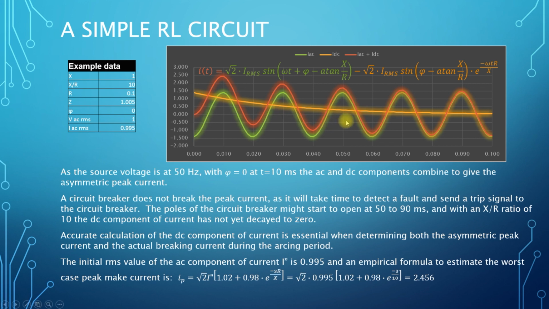And if we look at t equals 50 milliseconds, we can see that the DC component of current has not yet decayed to zero. So what this example shows us is that accurate calculation of the DC component of current is essential when determining both the asymmetric peak current and also the current which the circuit breaker is going to have to actually break during the arcing period.